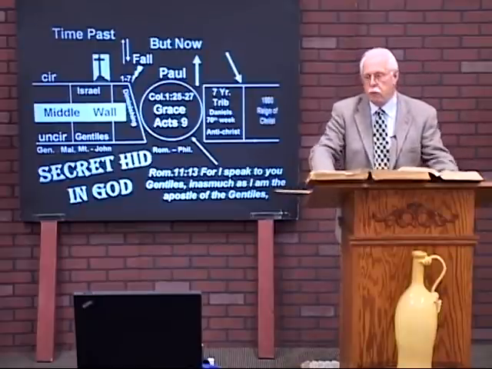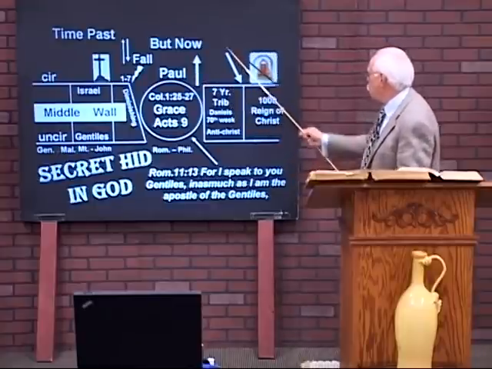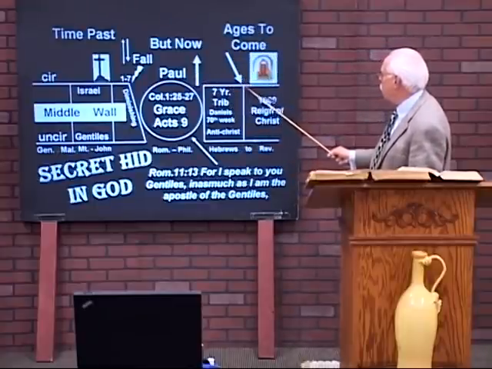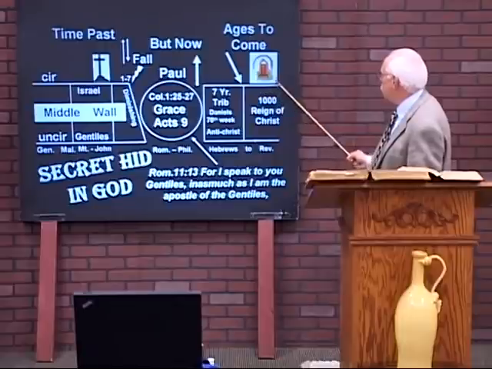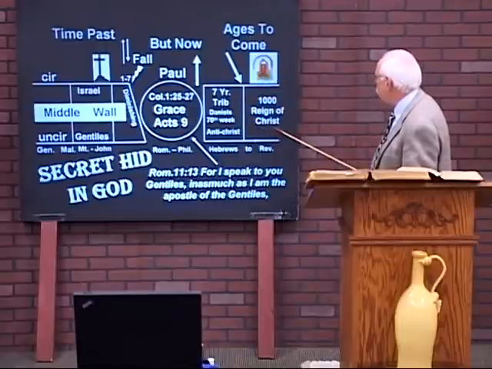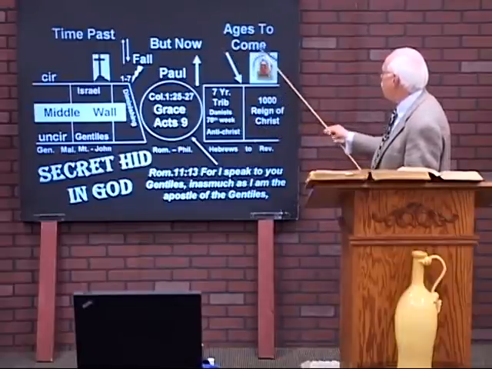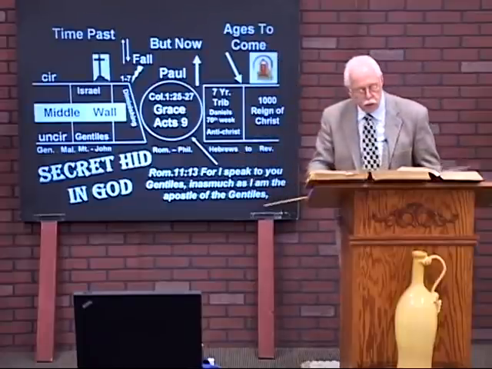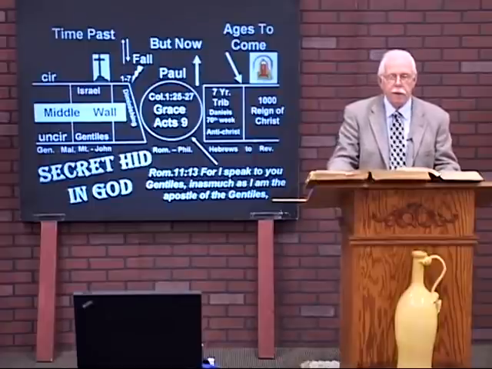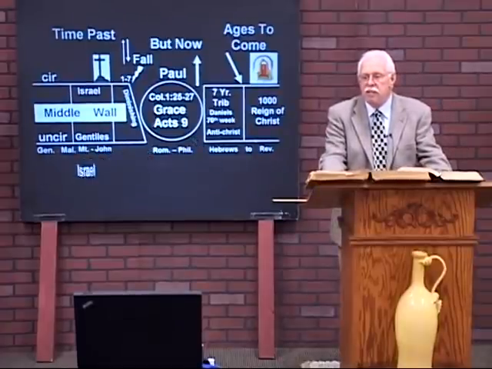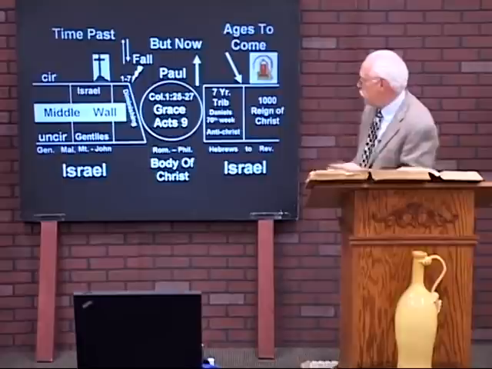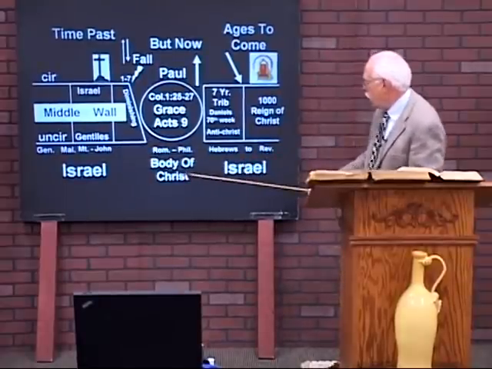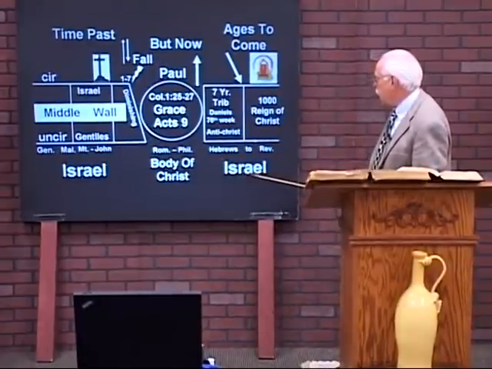And then at the end of the tribulation period, Jesus Christ will return, destroy the armies of the Antichrist, and set up his millennial kingdom for 1,000 years. That's what is called the ages to come in Ephesians 2:7. That is the subject of Hebrews through Revelation. This is how your Bible is divided. It's divided with Israel, the body of Christ, and Israel again.